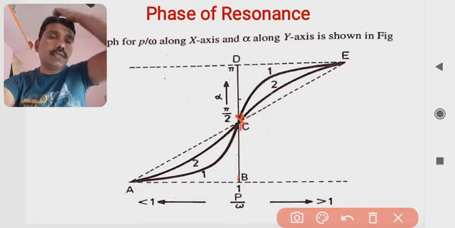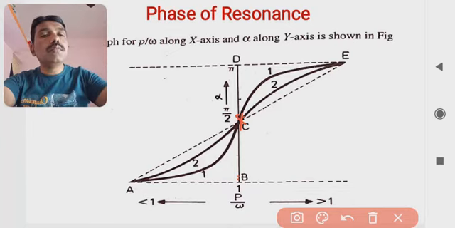So at this stage when p by omega is 1, alpha is nothing but pi by 2. Then, what is the graph variation when p by omega is less than 1 and when p by omega is greater than 1? It looks like the variation curve 1 and curve 2, giving different values. What exactly curves 1 and 2 represent, we will see.